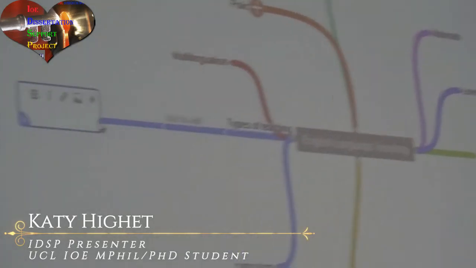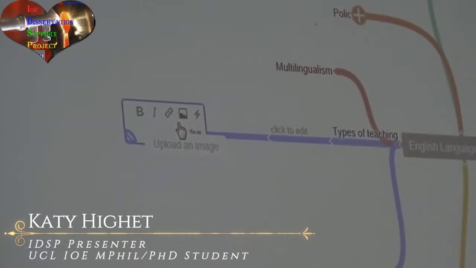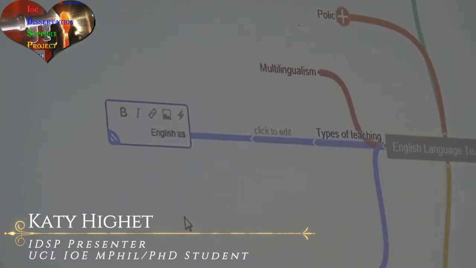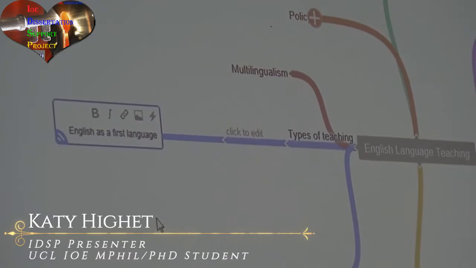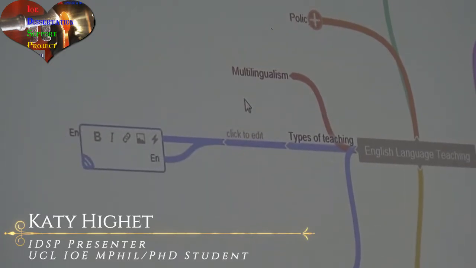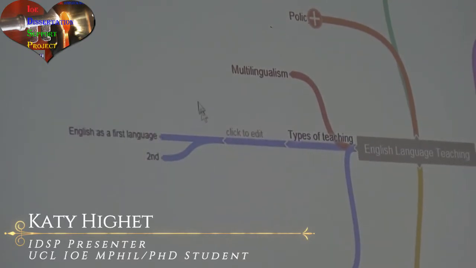What I was thinking by that was English as a first language, which bounces other ideas of English as a second language. I'm just going to put second. English for academic purposes.